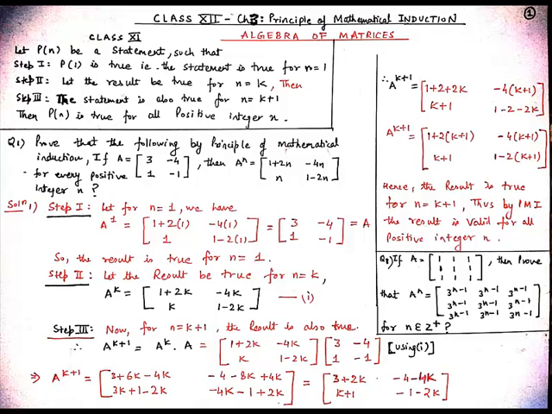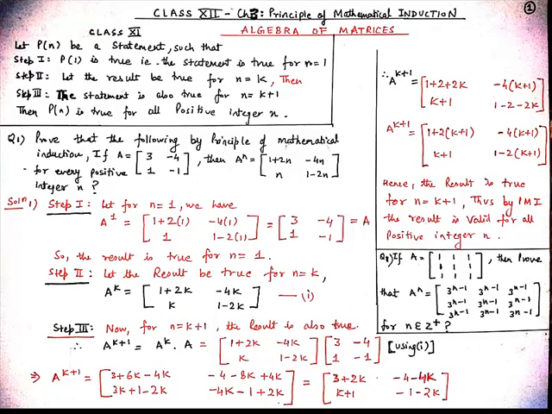And then we will multiply the a12 element, which is minus 4k, into the a21 element of matrix A, which is 1. So minus 4k into 1 is minus 4k. And then we will multiply the a11 element, which is 1 plus 2k, into the a12 element of matrix A. So minus 4 into 1 plus 2k, we get minus 4 minus 8k. And then we will multiply the a12 element, which is minus 4k, into the a22 element of matrix A, which is minus 1. So minus into minus, we get plus 4k.